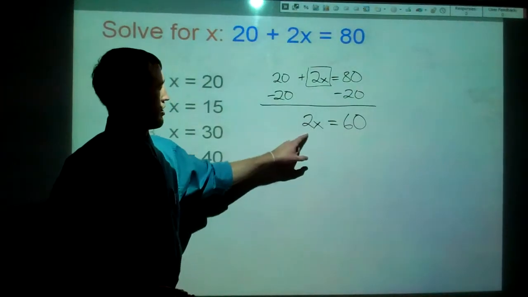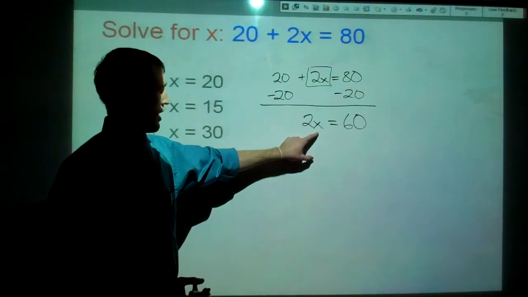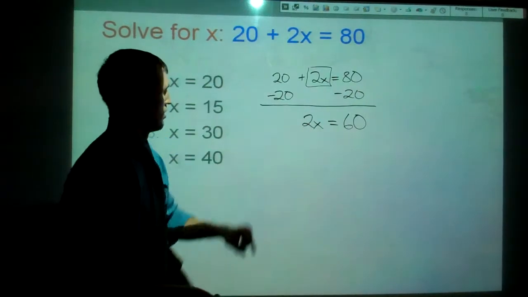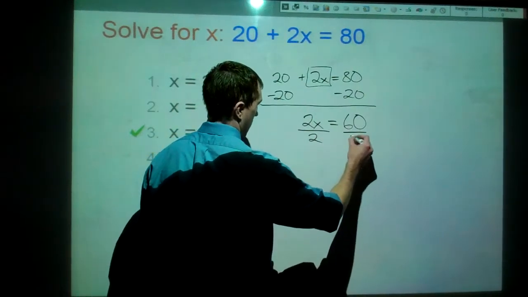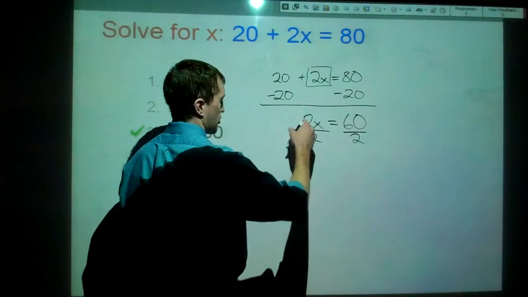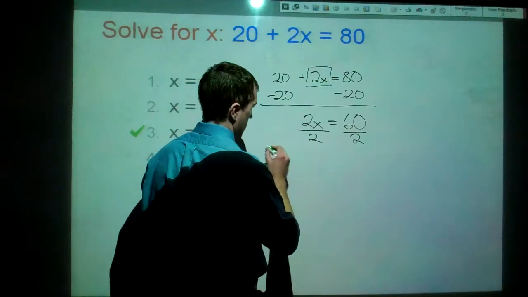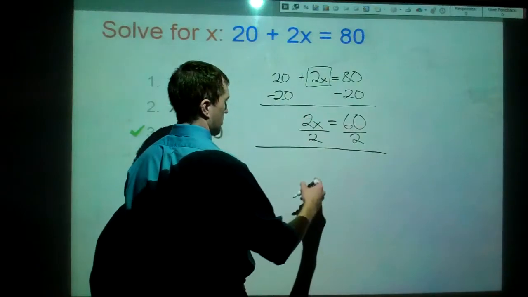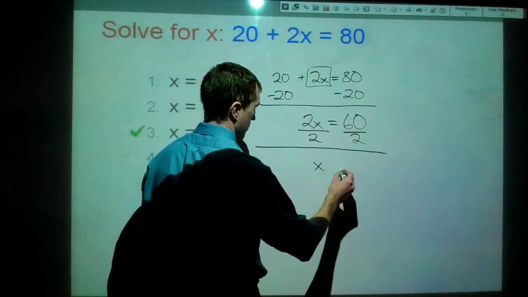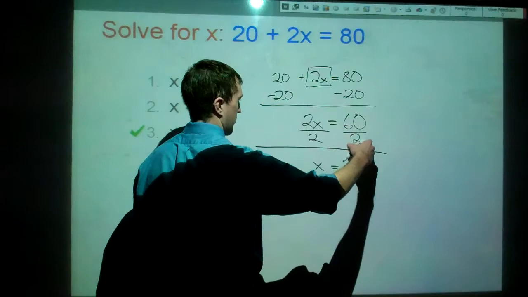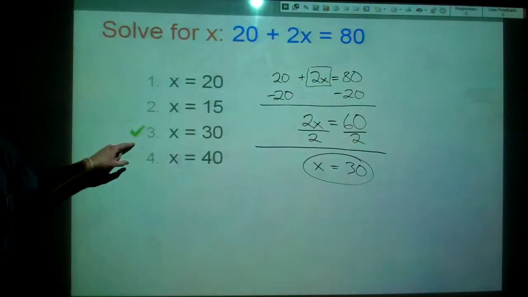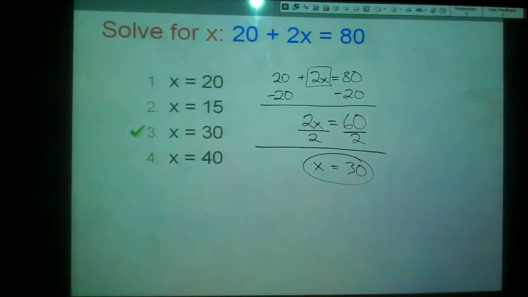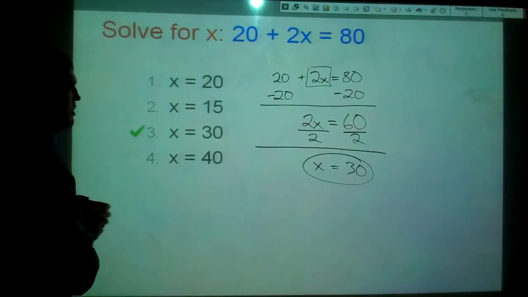Now what else is happening to our variable here? x. It's being multiplied by 2. So I'm going to do the inverse or the opposite of multiply and divide by 2 on both sides. So 2 divided by 2 is 1. It's going to cancel these 2's out, so you're left with just 1x. And 60 divided by 2 is 30. So we should be getting 30 there. I'm going to check my time quick. Alright, we are running out of time here.